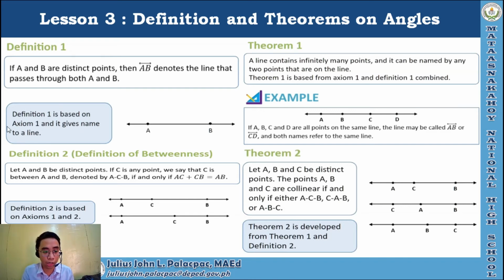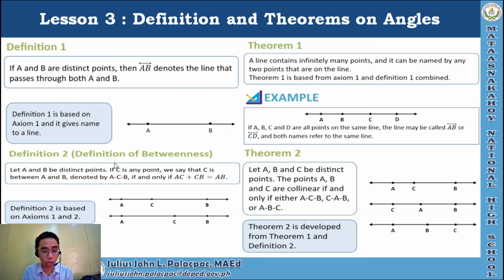Definition 1 is based on Axiom 1 and it gives name to a line. So Theorem 1: a line contains infinitely many points. It can be named by any 2 points on the line. So kung papangalan ka ng isa, bawa, may 4 kang points, pwede kang magpangalan ng line AB, pwedeng line BC, line CD, line DA, line BD. So kung magpapangalan tayo, mas maganda kung alphabetical o yung pagkakasunod-sunod ng ating letters.